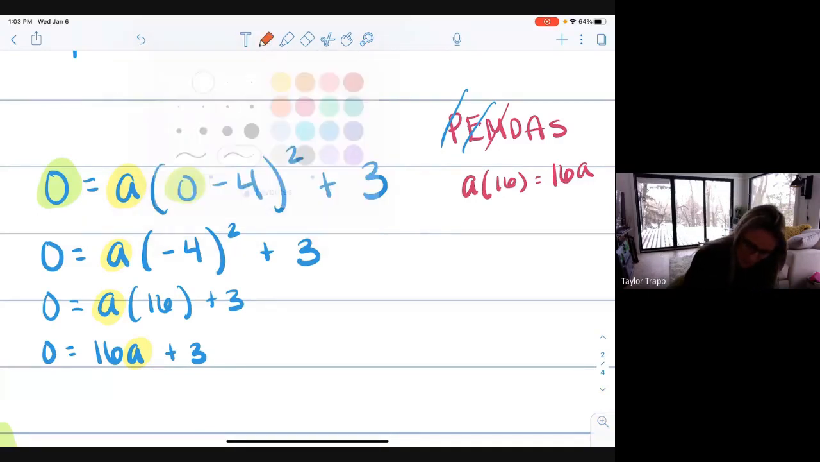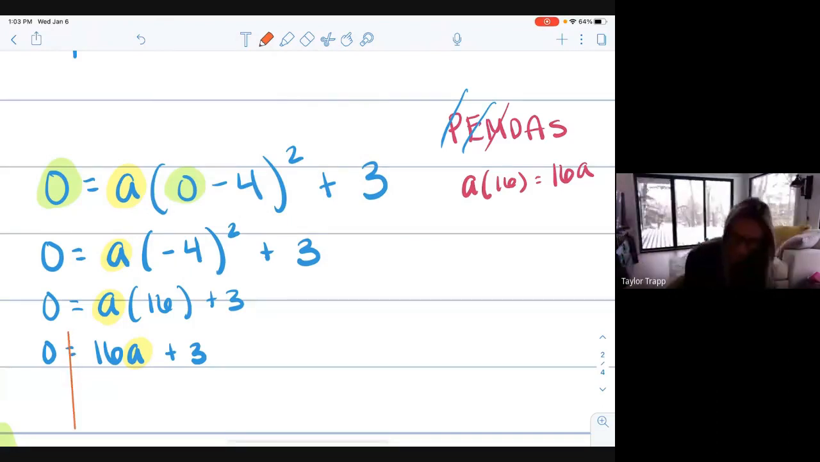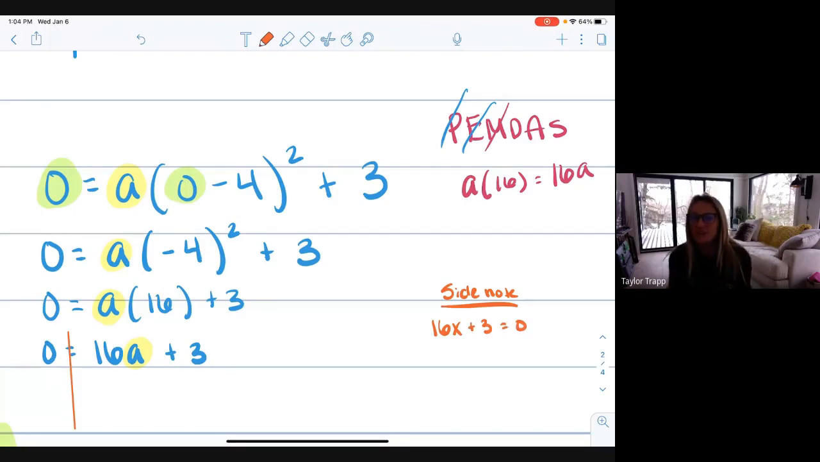Like I could put a line here through my equals and work on getting A by itself. But for whatever reason, people really don't like solving equations this way. And then there's a 0 and it kind of screws people up. So if you need to, here's a side note. That is the same thing as 16x plus 3 equals 0. And I'm even going to use an x because that's how much we've solved equations like that, right? So you can even put a line through there. And I'll show you how I'm solving both ways just because I want you to see that it's the same thing.